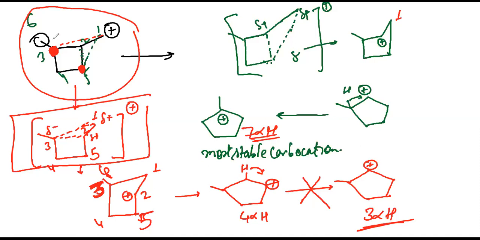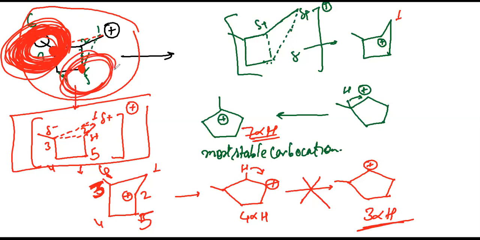So the very same thing I did here. I wanted my carbocation to be closer to this plus. I wanted my carbocation closer to the CH3. Since I wanted my carbocation to be closer to the CH3, that's why I expanded from this side. Okay. So I hope it is clear to you.